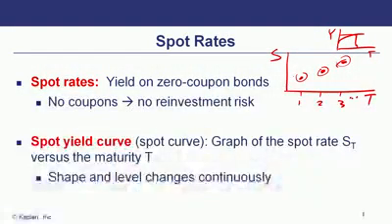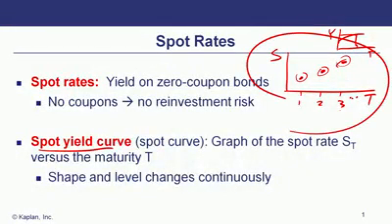So spot rates, these are the yields on a 0 coupon bond, okay, that is a cash flow that comes at one point in time, so there's no reinvestment risk there, and the spot yield curve is just what I've drawn here. Okay, that is the yield curve for spot rates, and you can see this is an upward sloping yield curve.